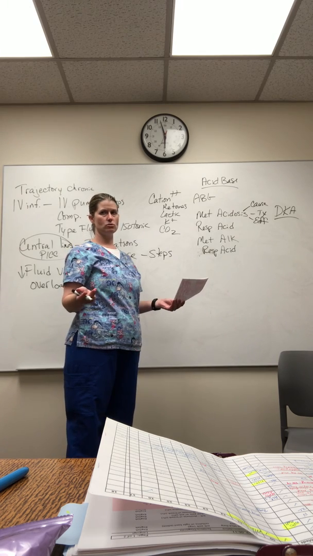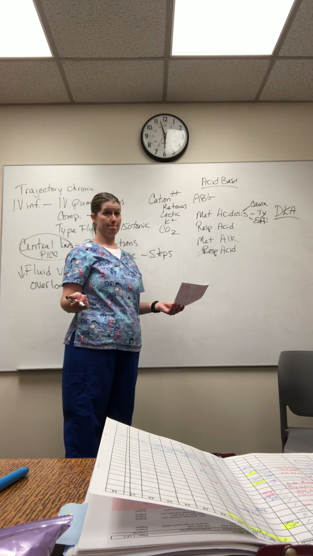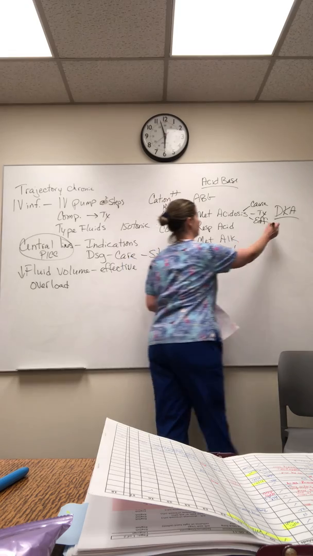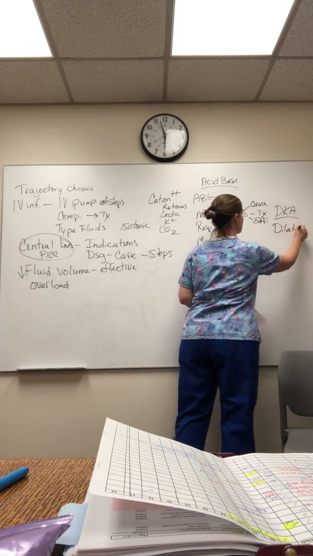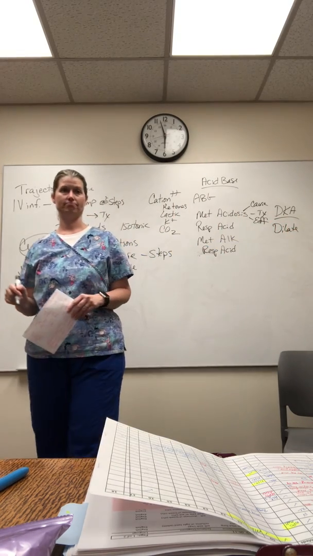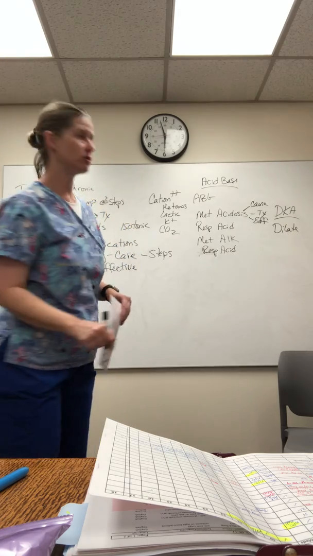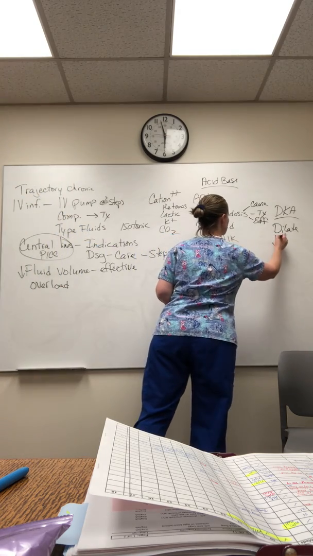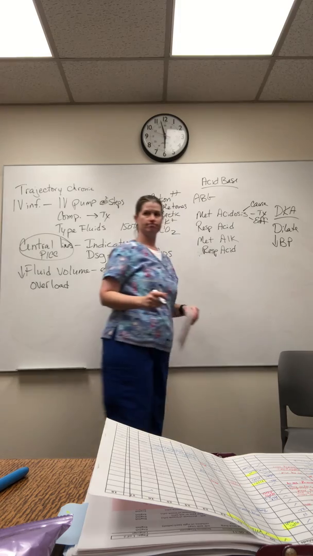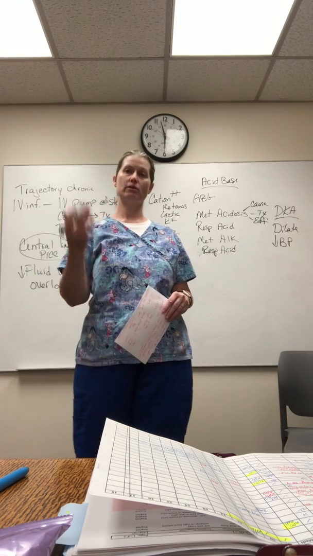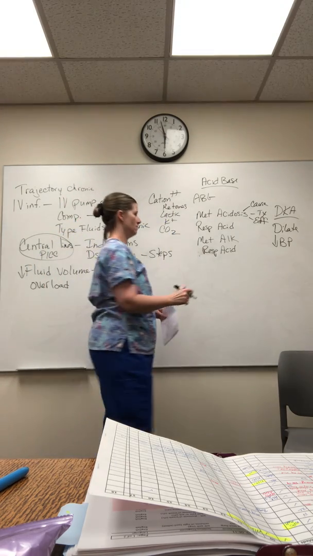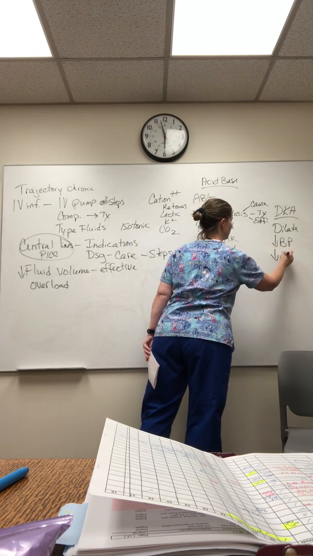What do your blood vessels do when you're acidotic? They dilate. What happens when your blood vessels dilate? Your blood pressure goes down. What's the end result of a low blood pressure? Your heart rate goes up to compensate. Decreased perfusion.